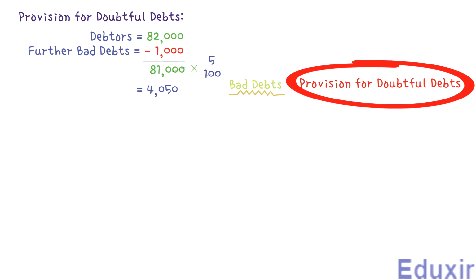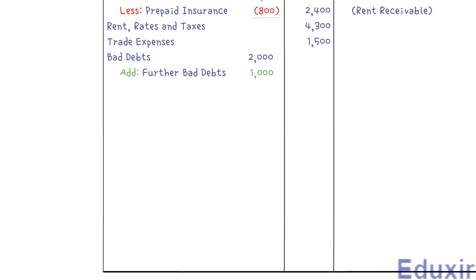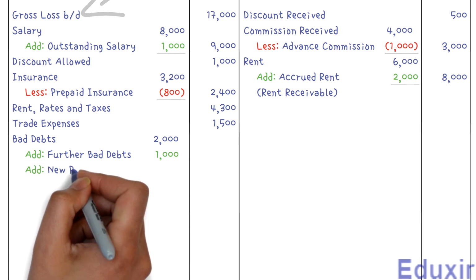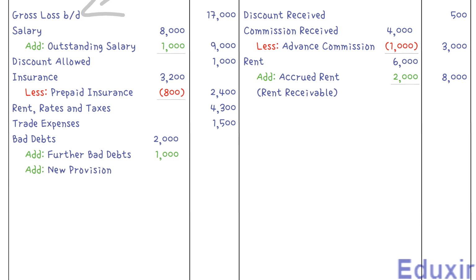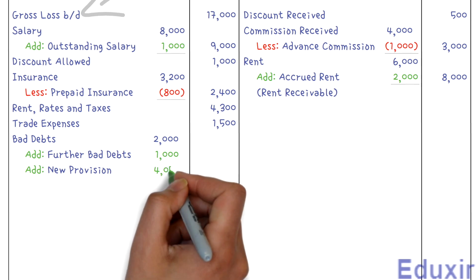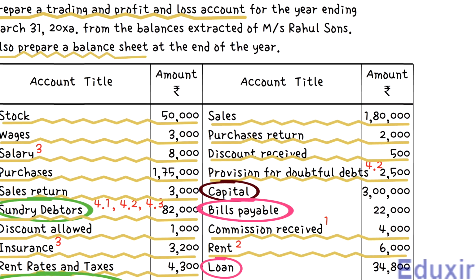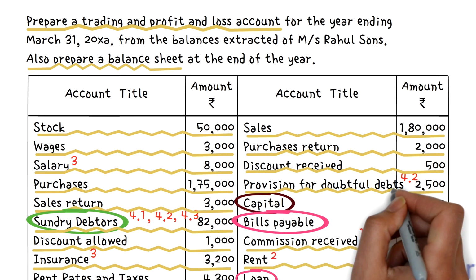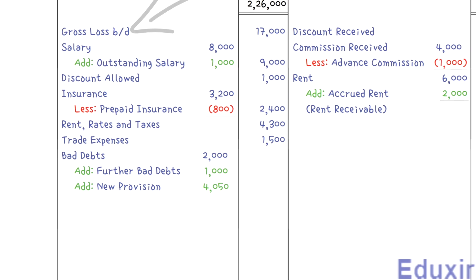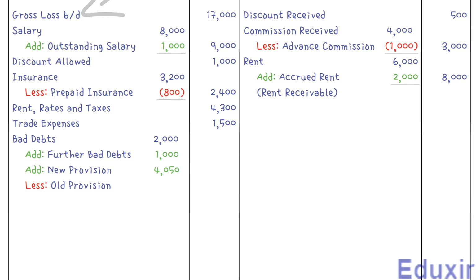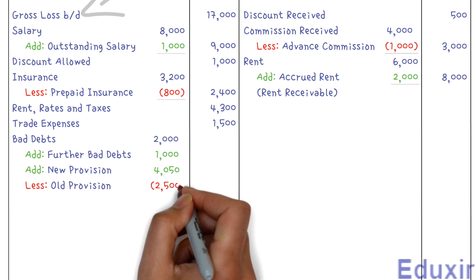With this information at our disposal, let us now proceed to add this new provision to the bad debts in the profit and loss account. We post this as an addition of new provision for bad debts. The corresponding amount is 4050 rupees. Now, there is one more thing that we should consider. When we add the new provision, we should also reduce the old provision from bad debts. Now, it is given in the problem that the provision for doubtful debts is 2500 rupees. So, we should lessen the old provision from the bad debts. The corresponding amount is 2500 rupees.